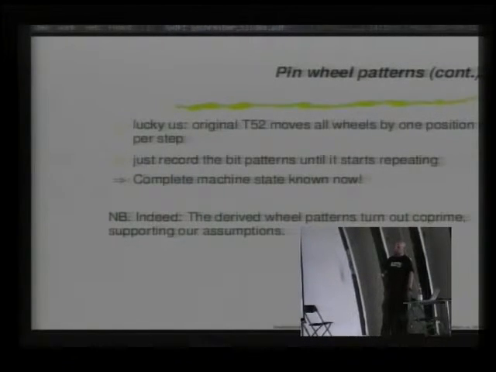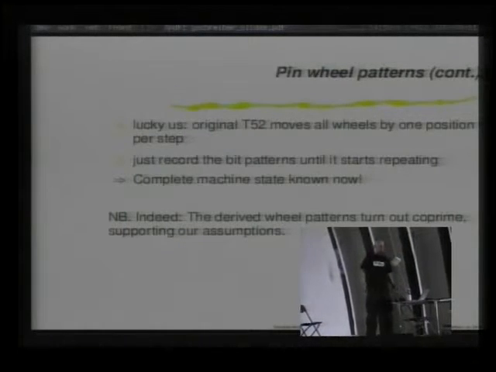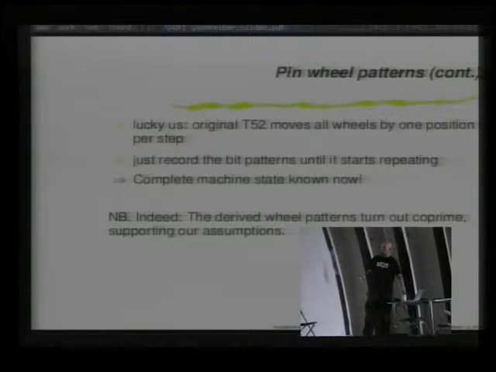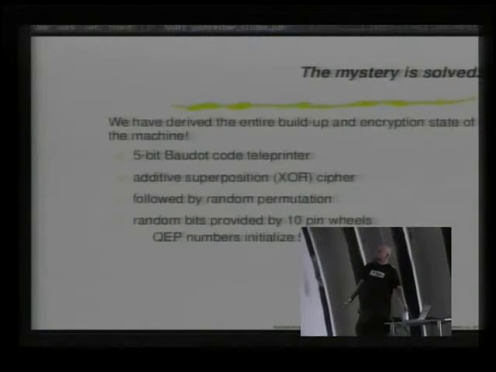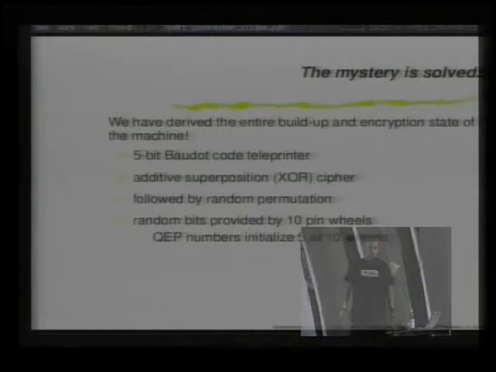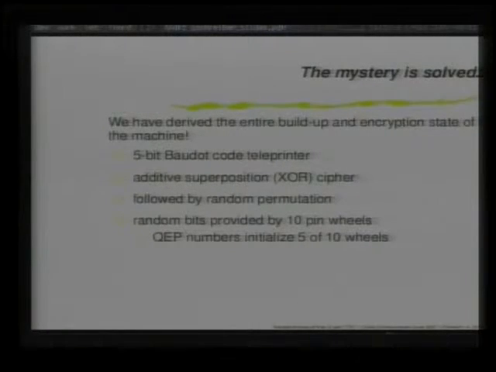Just as a note, if you did this, you would find that the periods of the wheel patterns you derive, I mean the number of bits on the individual wheels, are indeed co-prime, which maximizes the total period, as I mentioned earlier, and so supports our assumptions. Otherwise it would be unlikely that the numbers would appear so conveniently co-prime. Okay, at this point we're actually done with the machine.